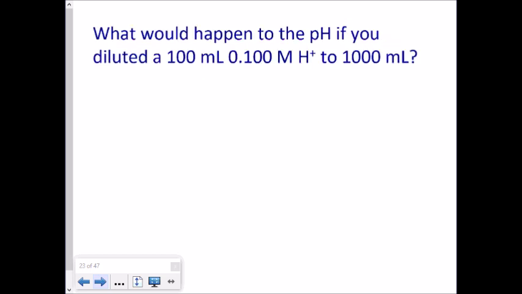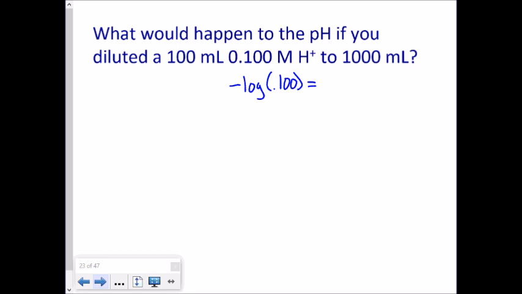What would happen to the pH if we diluted 100 milliliters of 0.1 to 1,000? Would it decrease by 1? Or increase by 1, sorry. Yes, the pH would increase by 1. So you're thinking in terms of math, which is good. Some of us might have to actually think about it. So if I did the negative log of the 0.100, my pH value should be what?